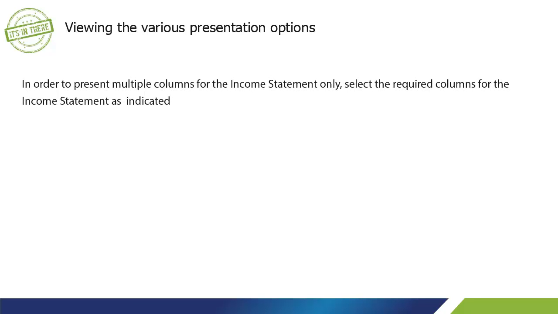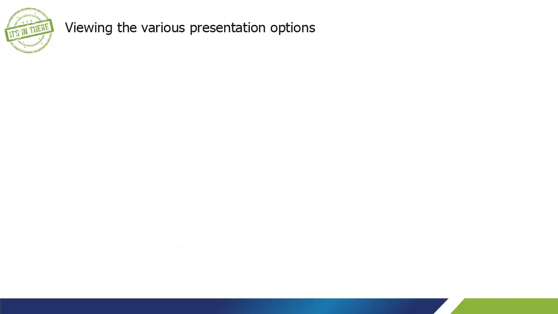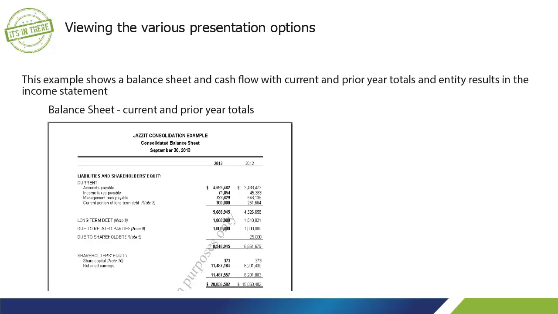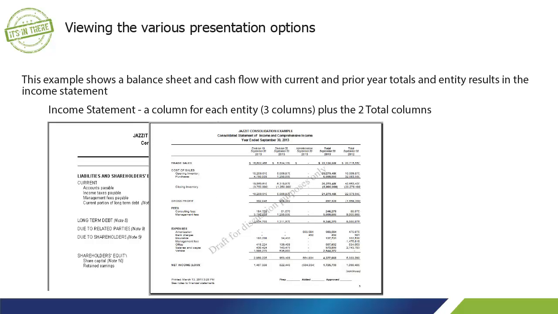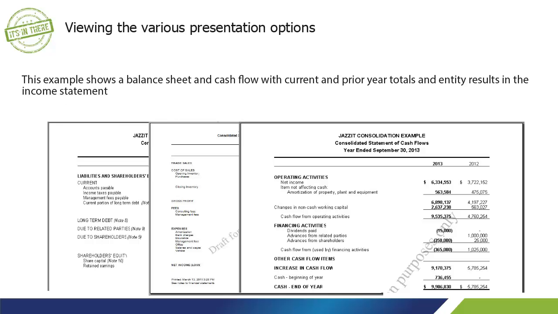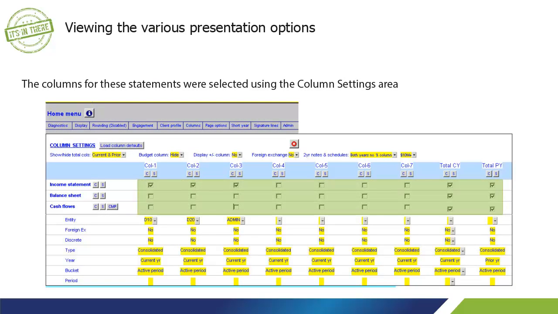In order to present multiple columns for the income statement only, select the required columns for the income statement as indicated. This example shows a balance sheet and cash flow with current and prior year totals and entity results in the income statement. The columns for these statements were selected using the column settings area.